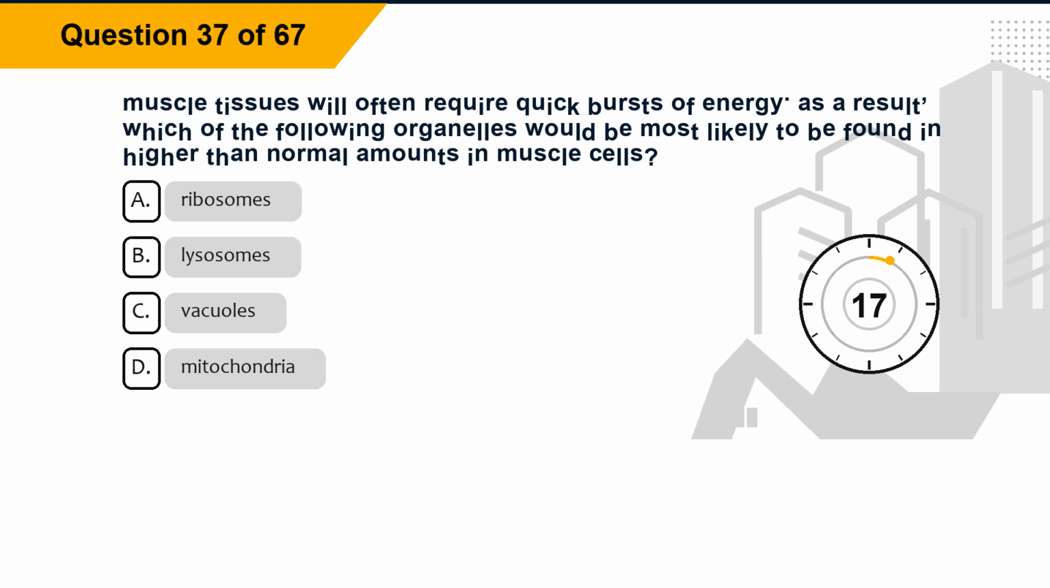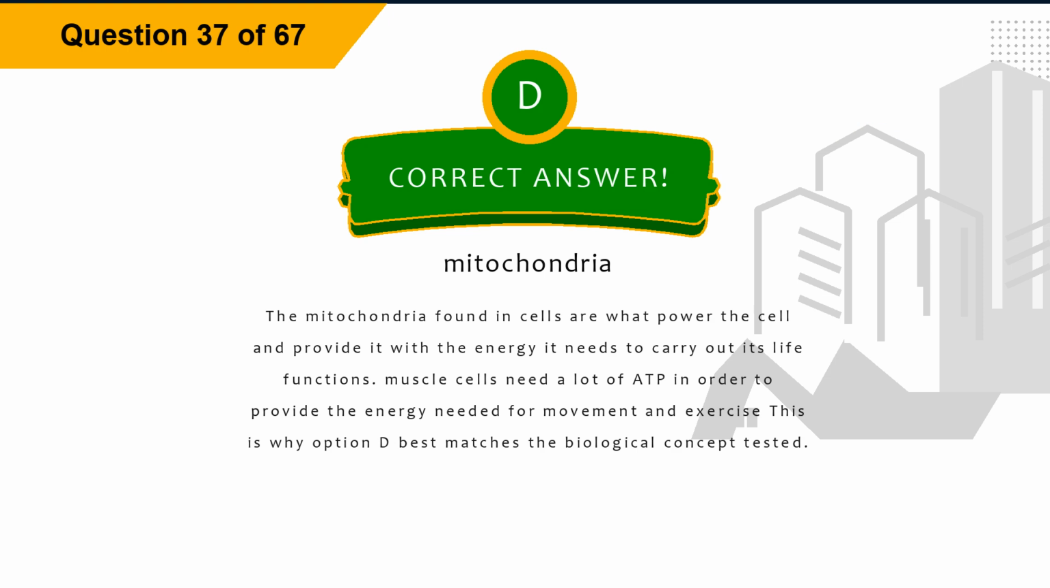Question 37. Muscle tissues will often require quick bursts of energy. As a result, which of the following organelles would be most likely to be found in higher than normal amounts in muscle cells? Option A, ribosomes. Option B, lysosomes. Option C, vacuoles. Option D, mitochondria. The correct answer is option D, mitochondria. Explanation. The mitochondria found in cells are what power the cell and provide it with the energy it needs to carry out its life functions. Muscle cells need a lot of ATP in order to provide the energy needed for movement and exercise. This is why option D best matches the biological concept tested.